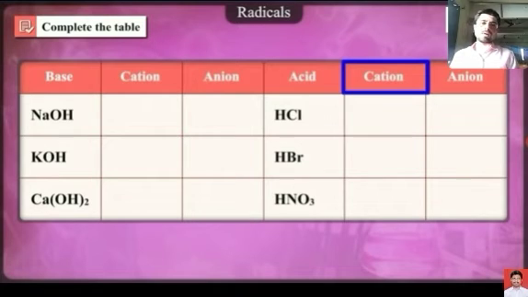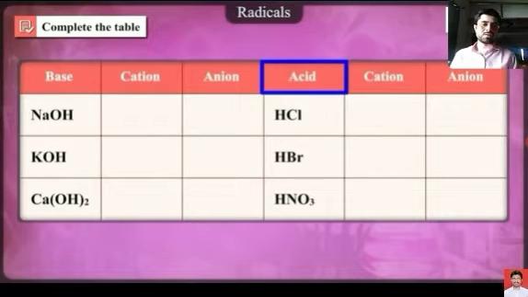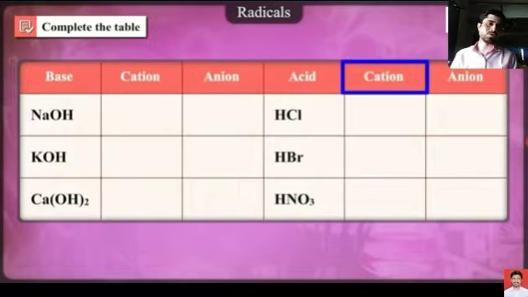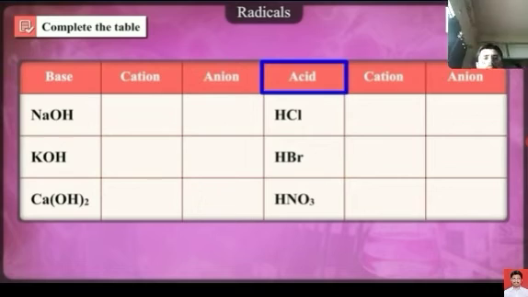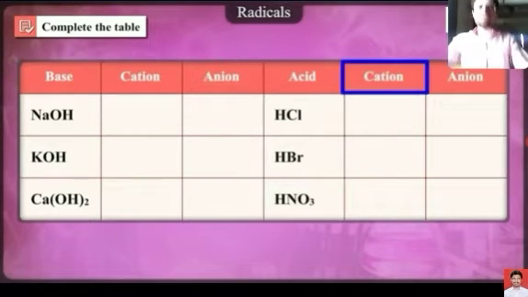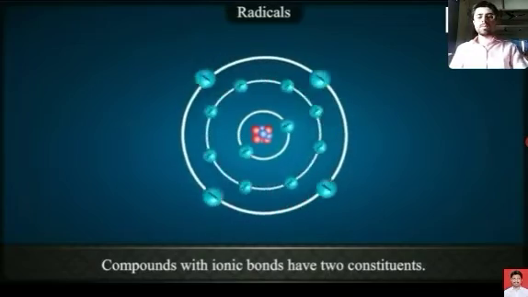Similarly, in the acids column, our first example is HCl. HCl consists of one cation and one anion. Similarly, HBr also contains one cation and one anion. Similarly, HNO3 also consists of a cation and an anion. We will complete this table.